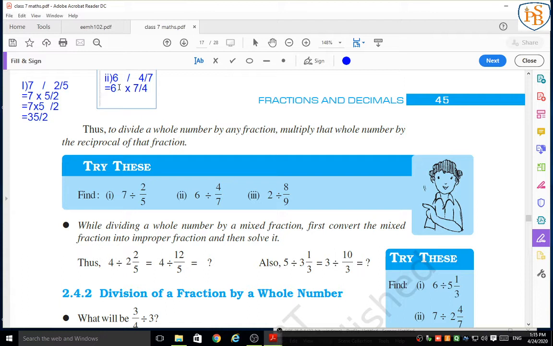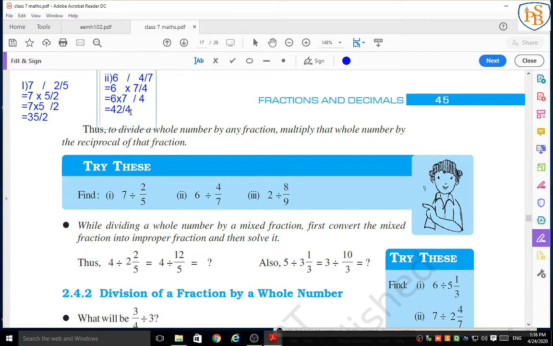So our next step is to simply multiply in the numerator, that is 6 into 7, upon 4 at the denominator place. So my answer is 6 sevens are 42 upon 4. Do you get this, student?